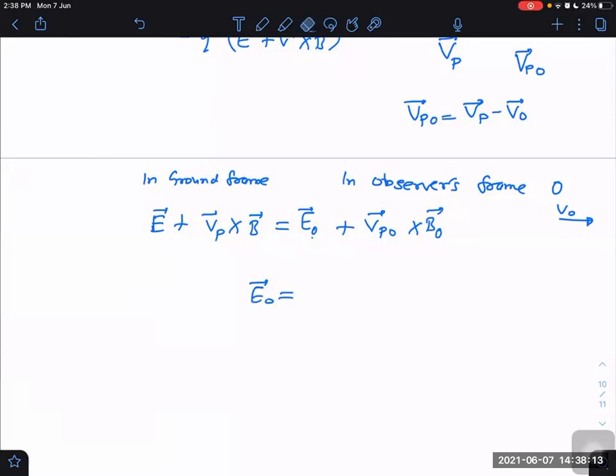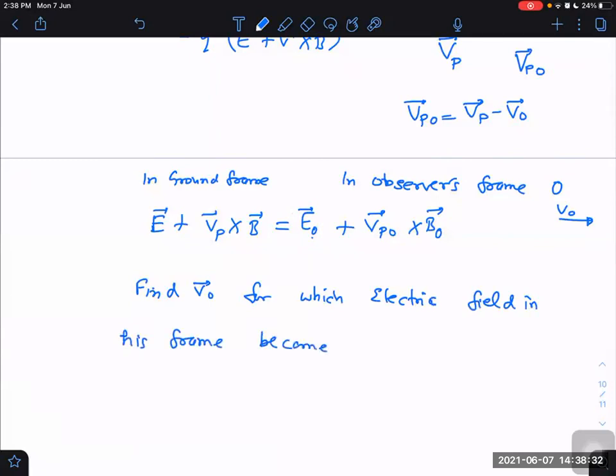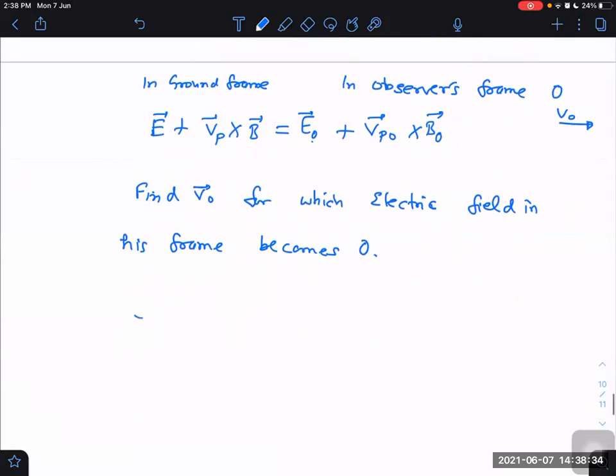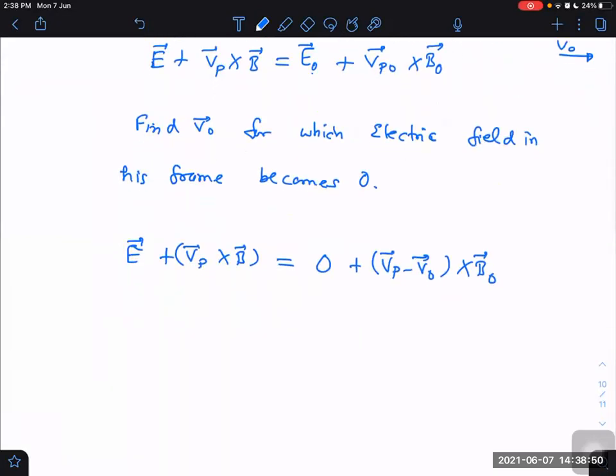You can think of it as if a question is asked: find the velocity of the observer for which the electric field in his frame becomes 0. Let us try to do that. E plus VP cross B equals 0 plus (VP minus VO) cross BO. Then I can get VO, I think, now.